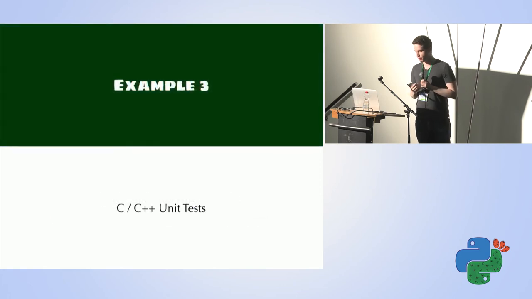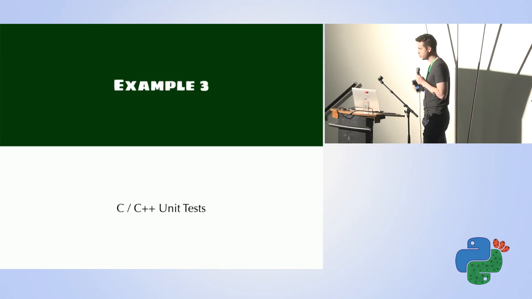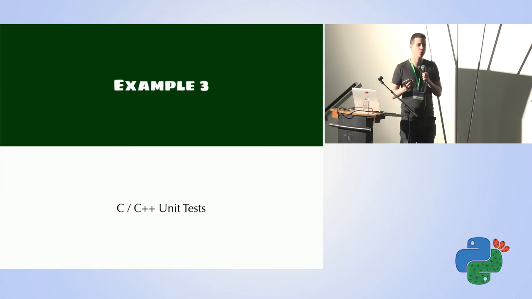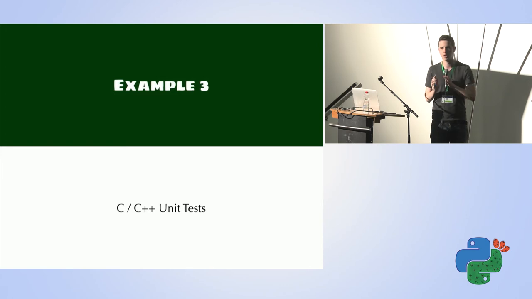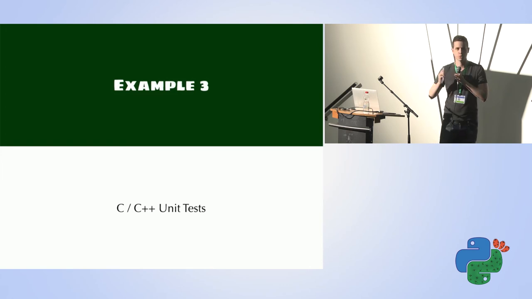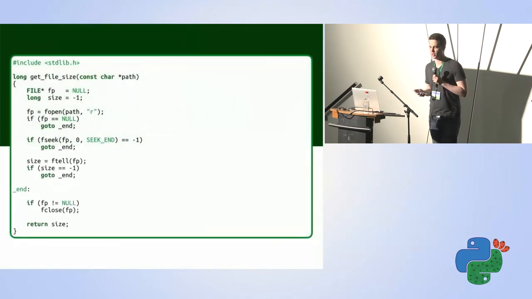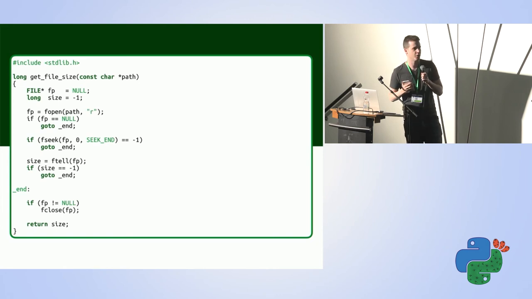Now, my third example is C and C++ unit tests. If you've ever written C or C++ code, you know it can get quite cumbersome. And if you've ever written tests, you know they can get quite cumbersome too. So writing tests in C or C++ is like cumbersome squared or something. Take this simple function, for example. It takes a path to a file and returns the file size in bytes, I guess, or minus one on error.